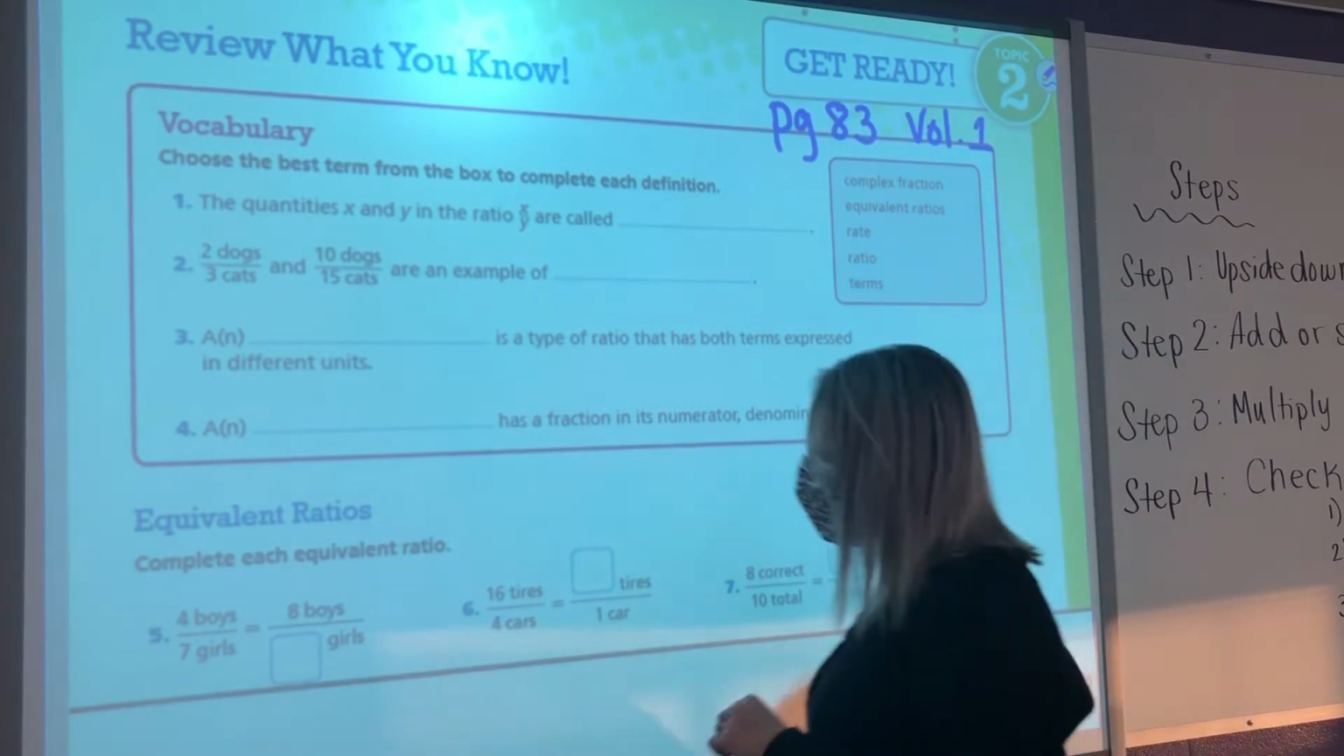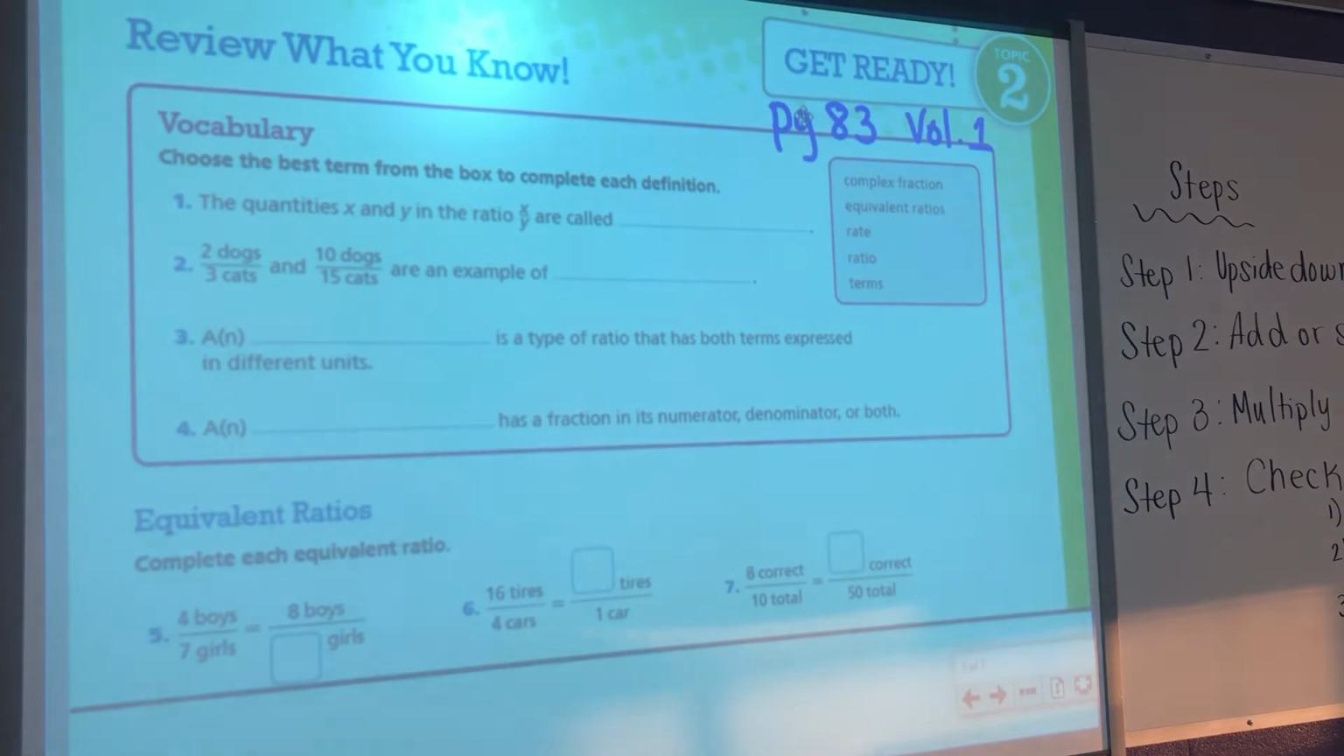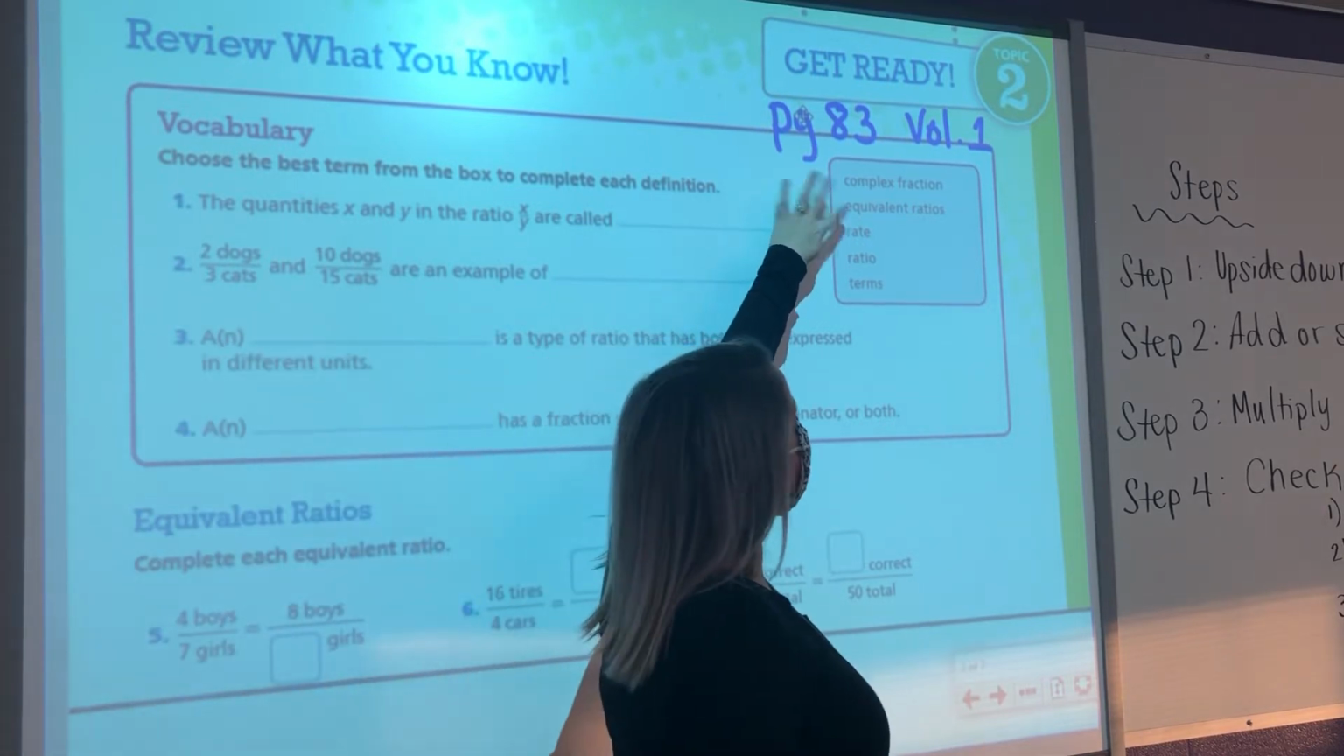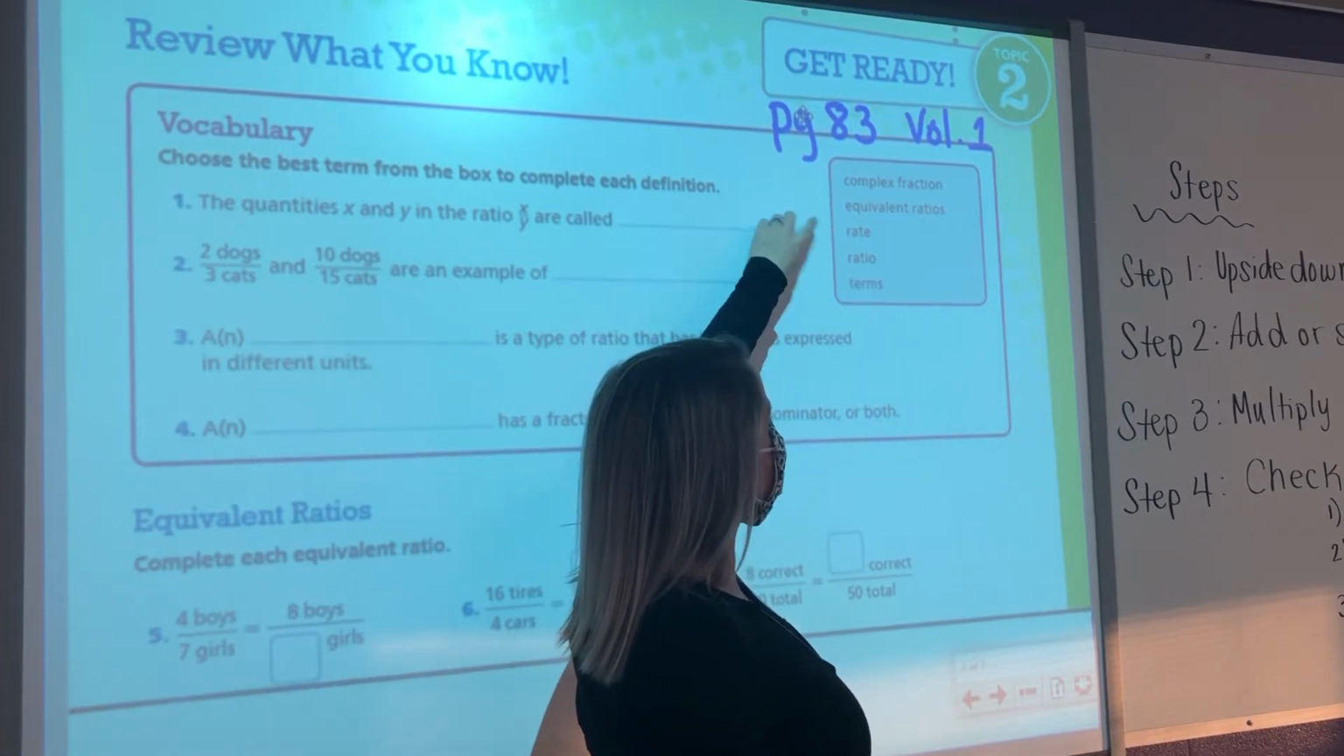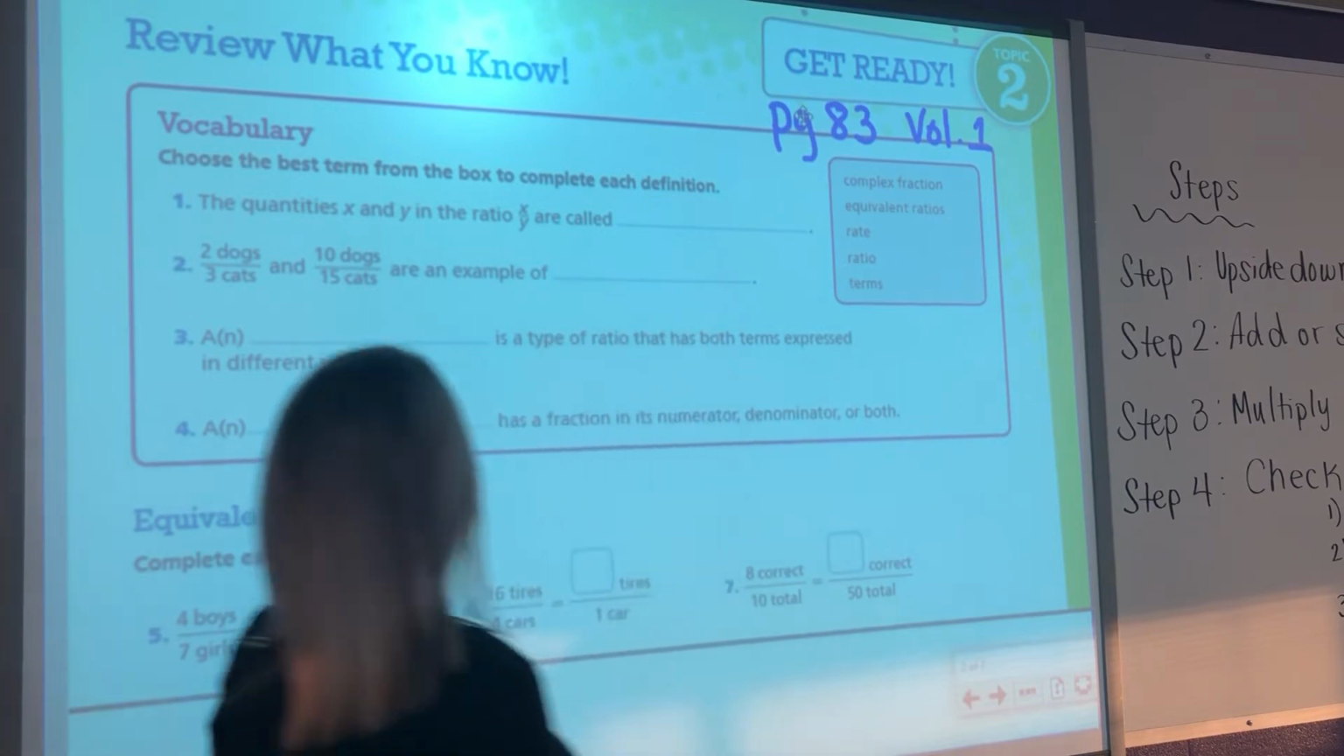Okay, so again, you can get this on Pearson. In Google Classroom, it's for the very first assignment or material link in Google Classroom. It says Student Accessible Edition or something like that, and then you can find the pages as you go. So we're going to just start off with some vocabulary and start off with some ratios just so we kind of get ourselves warmed up. So our vocabulary terms we're going to use: complex fraction, equivalent ratios, rate, ratio, and terms.